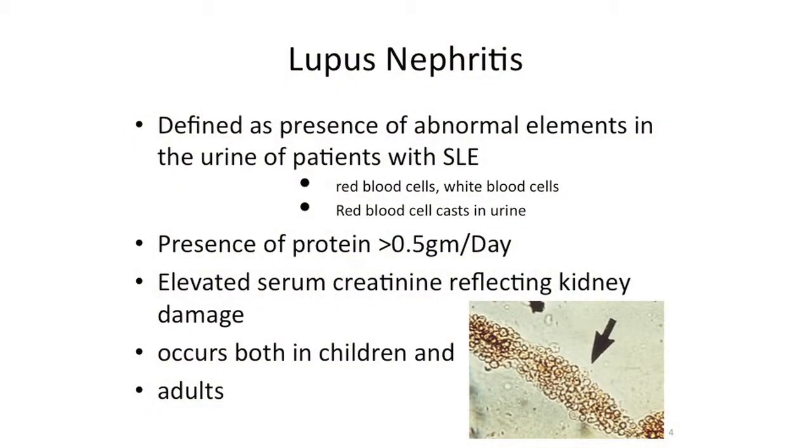Normally, we all pee out almost 150 milligrams of protein per day in our urine. In a patient with lupus nephritis, we usually pass much more than 150 milligrams. If more than half a gram of protein is being excreted into the urine on a daily basis, this makes the diagnosis of lupus nephritis. Blood markers for kidney function, like high BUN, blood urea nitrogen, or creatinine, signify that the kidneys have been affected in a patient with lupus. As I mentioned, lupus nephritis can occur in both adults and children, but much more commonly in children, where more than 80% of patients can be affected.